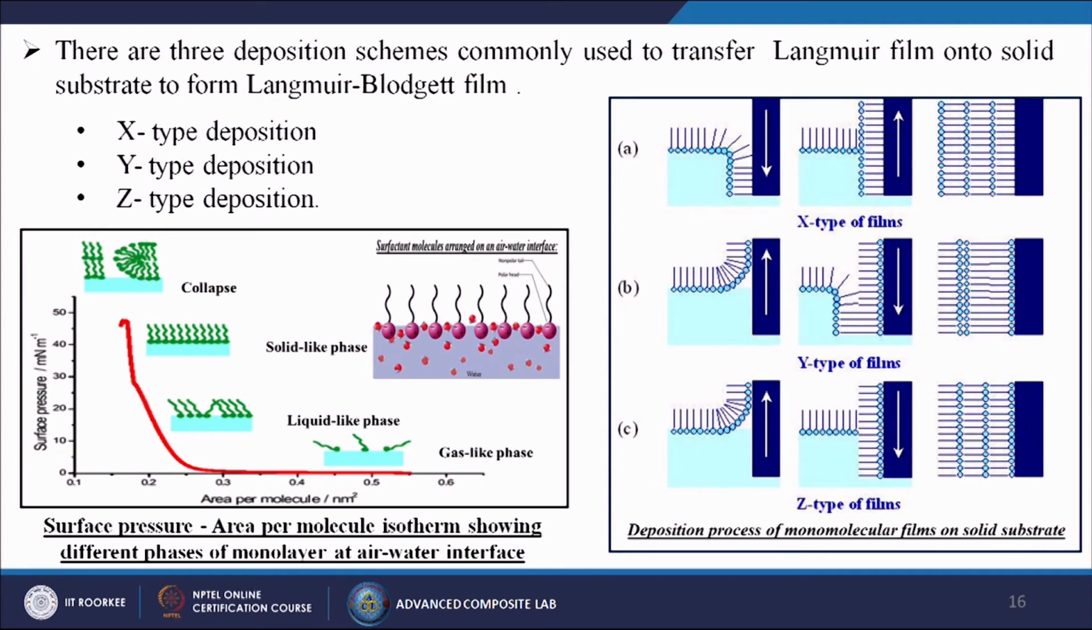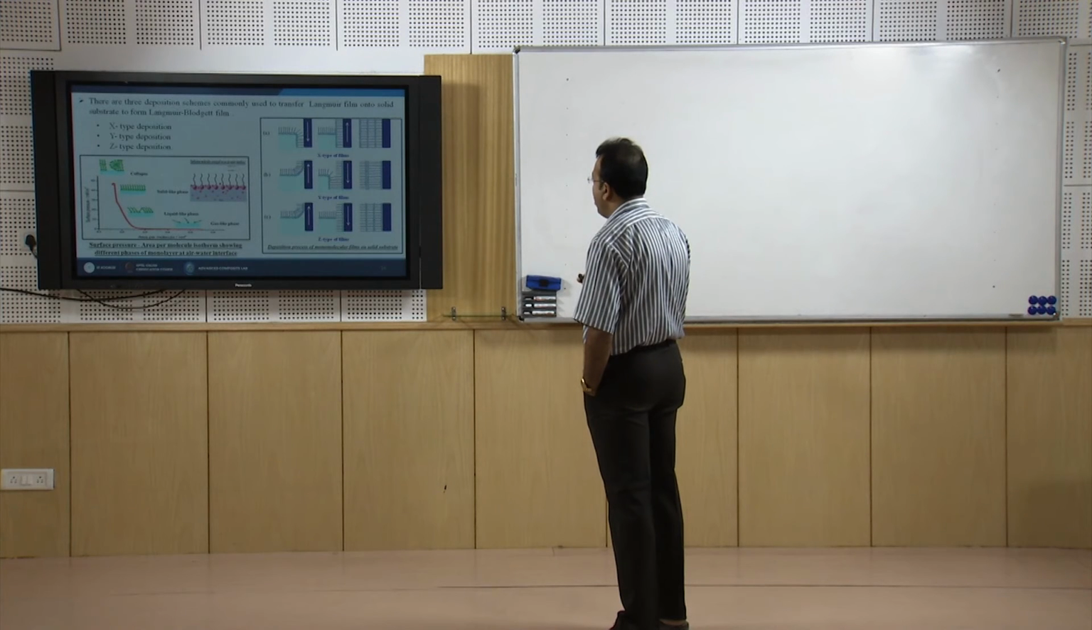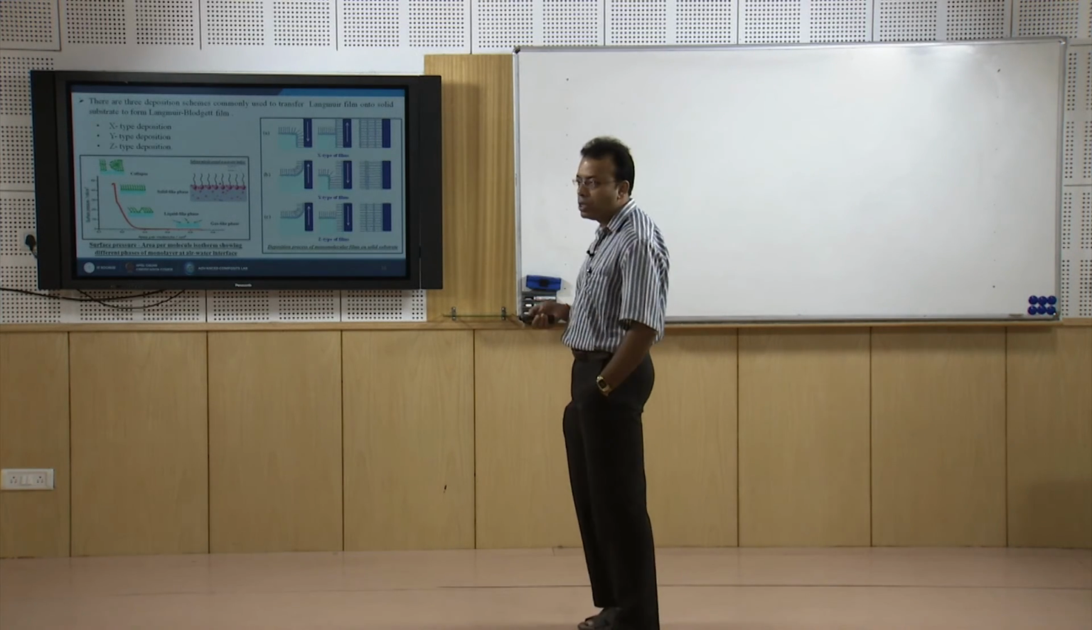Here is a graph of surface pressure versus area per molecule isotherm showing different phases of a monolayer at the air-water interface. This one is called X type films, Y type films and Z type films, where we see the different types of deposition process of monolayer films on the solid substrate itself. Here is how the attachment takes place, and we can see how the film formation takes place onto the substrate itself.